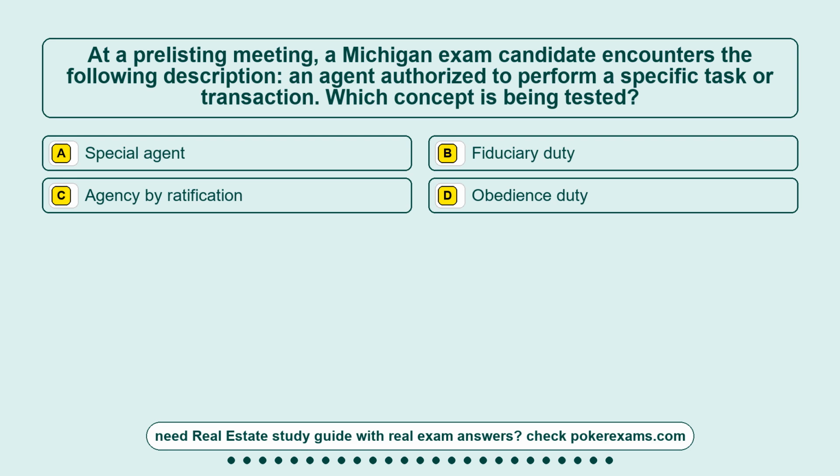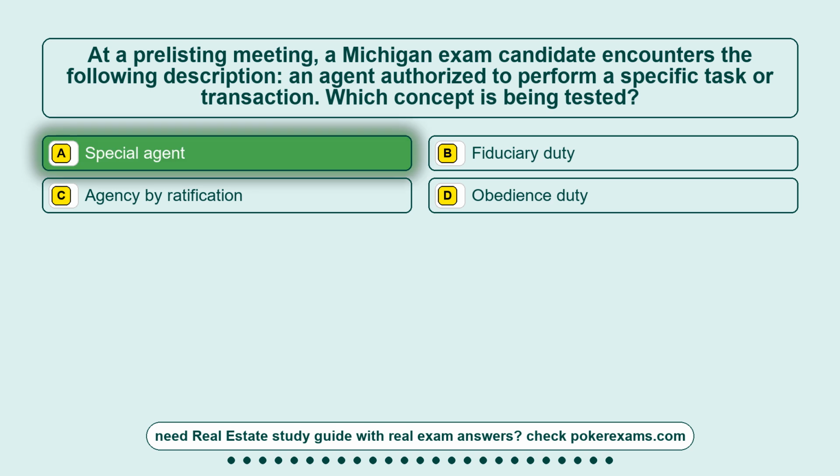Question 1. At a pre-listing meeting, a Michigan exam candidate encounters the following description: an agent authorized to perform a specific task or transaction. Which concept is being tested? Option A, special agent. Option B, fiduciary duty. Option C, agency by ratification. Option D, obedience duty. The correct answer is option A, special agent.